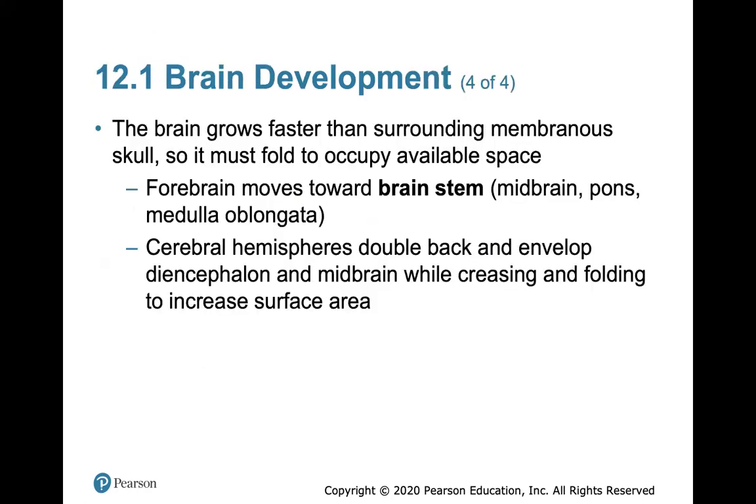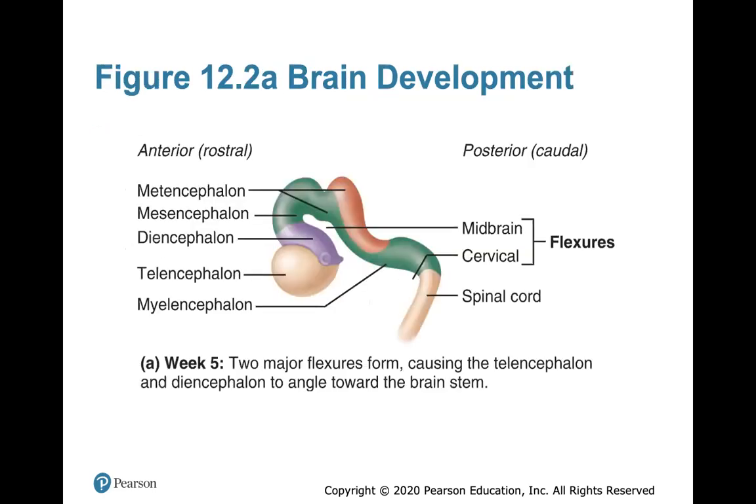The brain grows faster than the surrounding membranous skull, so it must fold to occupy the available space. The forebrain will move toward the brainstem, and then the cerebral hemispheres will double back and envelop the diencephalon and midbrain while creasing and folding to increase the surface area. So here's just a look at how the brain develops and the different structures that you can begin to see.